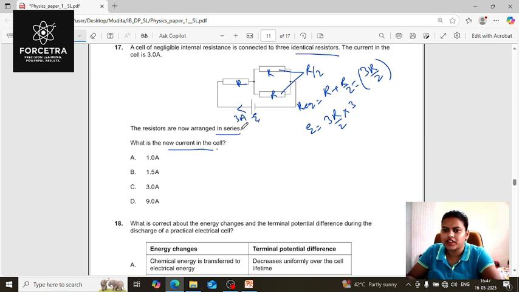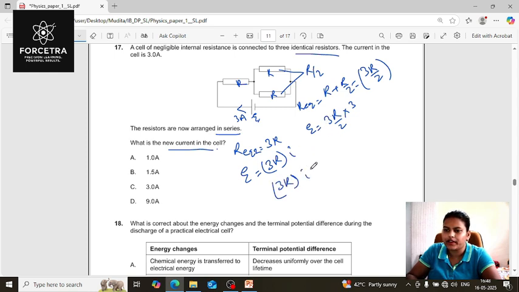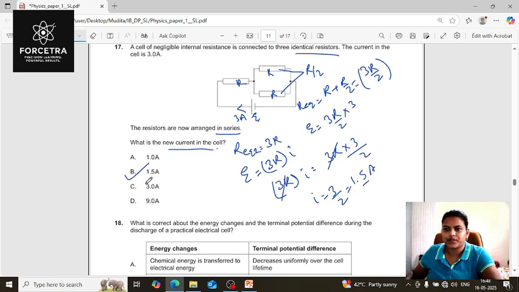So when all three resistors are arranged in series in the second case, R equivalent in the second case would be equal to 3 times R. All would be added, R plus R plus R, so it would be 3R. So E would be the same, which is equal to 3R into current. Let's equate the EMF from both the sides. So it would be 3R into I is equal to 3R by 2 into 3. So 3R would get cancelled. I is equal to 3 by 2 which is 1.5 ampere. B is the correct option.